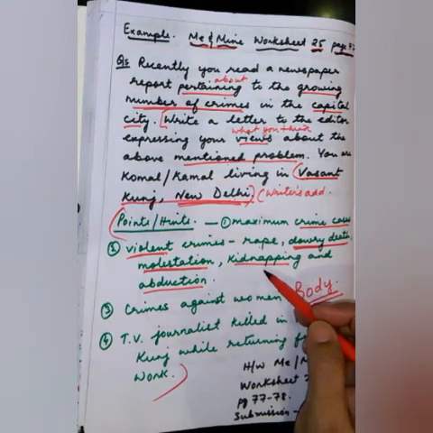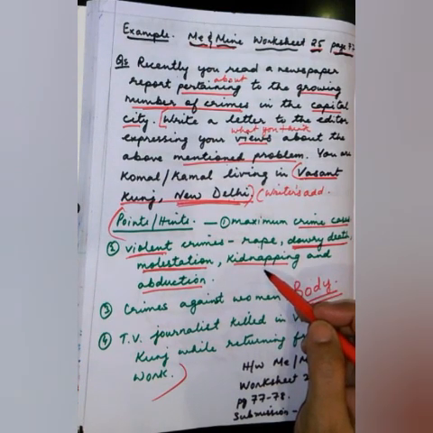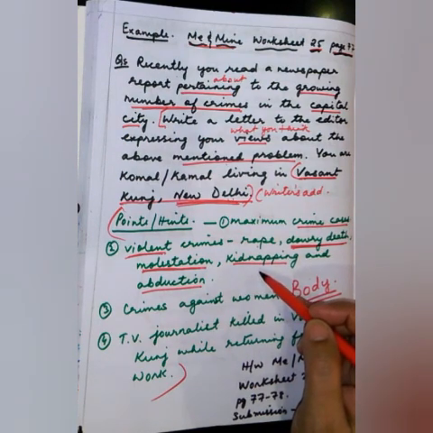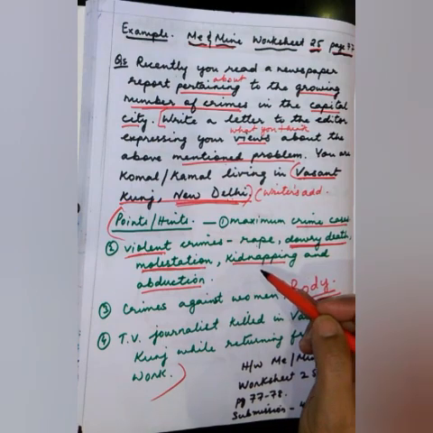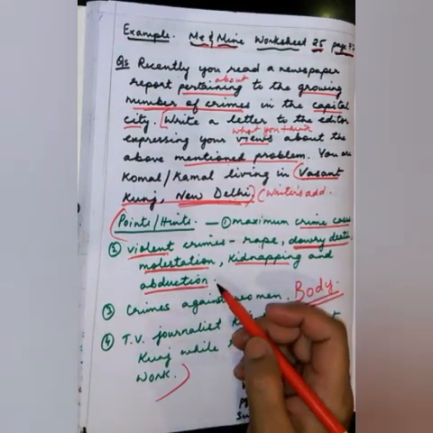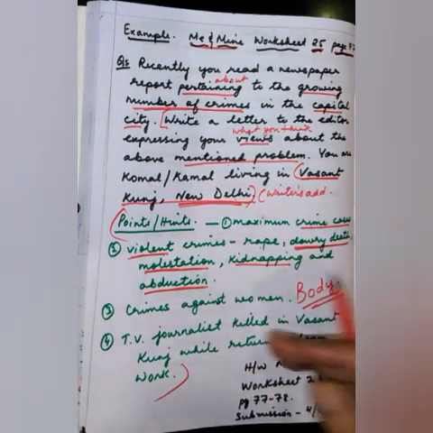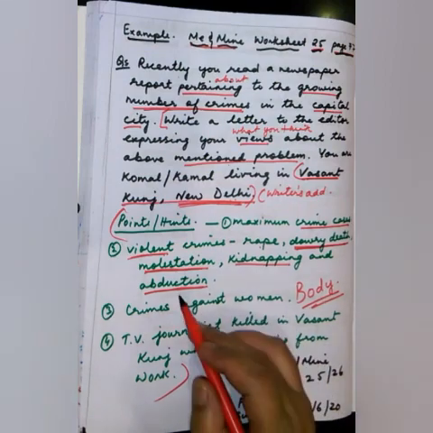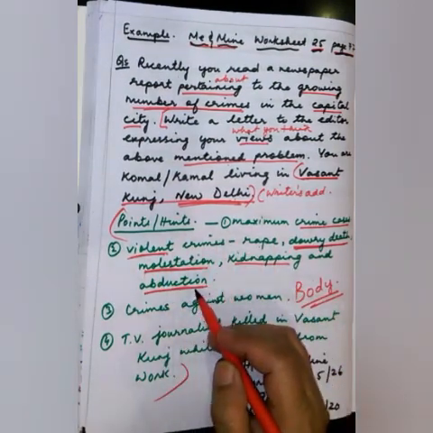What is the meaning of kidnapping? Kidnapping is when someone talks to you very sweetly, gives you a chocolate, says come let's go there, and they carry you away in a car. That becomes kidnapping. And abduction is when someone takes you away by force, puts a bag over your head and carries you away. That is abduction. Okay, so these are the crimes which you have to write about.